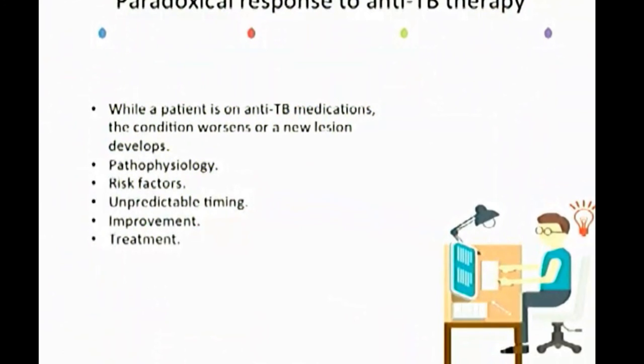The improvement has also been reported. So if you suspect a paradoxical reaction and the patient is on anti-TB medication, when would he show improvement later on? It is variable again. It can be from 2 to 6 weeks. And they advised starting steroid therapy along with anti-TB therapy, and we're already doing that in our patients.